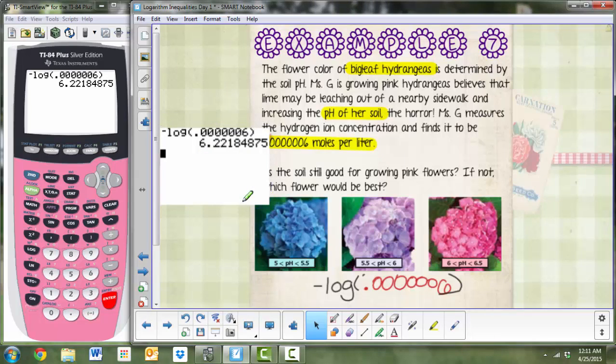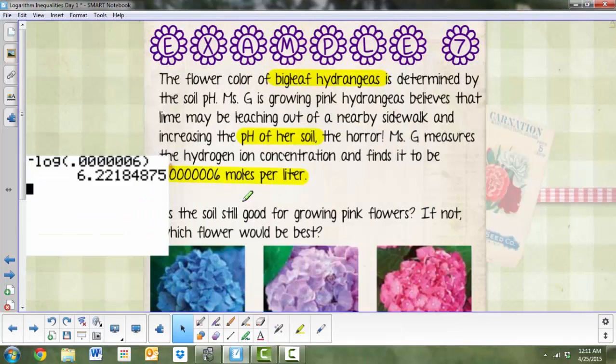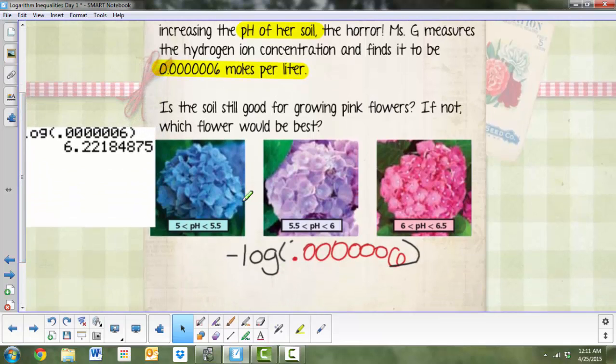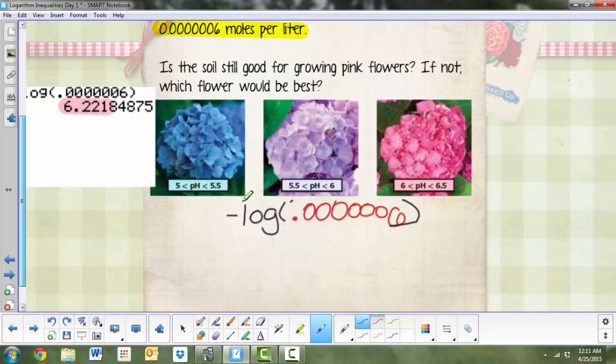All right. So it looks like for this particular example, I have a pH value of 0.66 or 0.22. Go ahead and match that to one on your chart. This one happens to be pink hydrangeas. So is the soil good for growing pink flowers? If not, which flower would be best? This one, it is good for growing pink because this particular value happens to be between the 6 and 6.5. That's how fast it goes. But again, please use this color chart for your homework. You're going to need it. It's really going to help you.